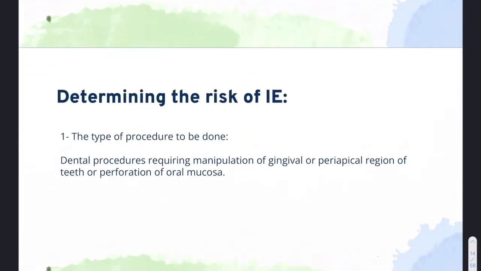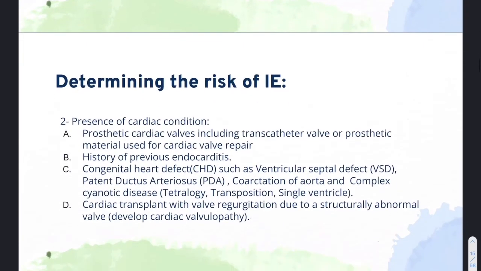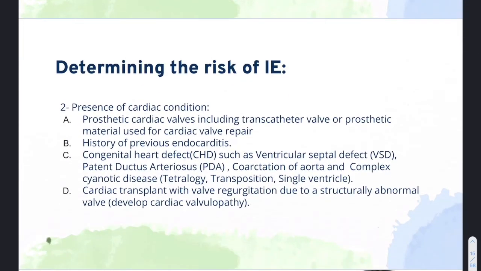The procedure to be done has to be a dental procedure that requires manipulation of the gingival or periapical region of the teeth, or perforation of the oral mucosa. And then the presence of a cardiac condition: it must be one of these four conditions. First, a prosthetic cardiac valve, including a transcatheter valve or prosthetic material used for cardiac valve repair.